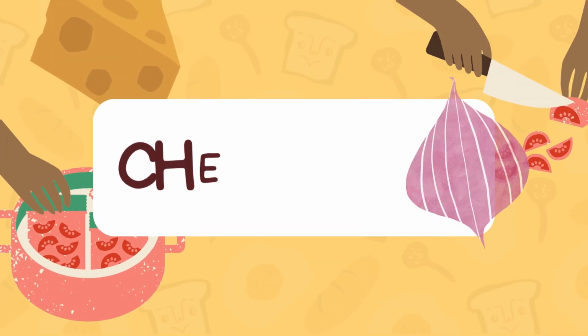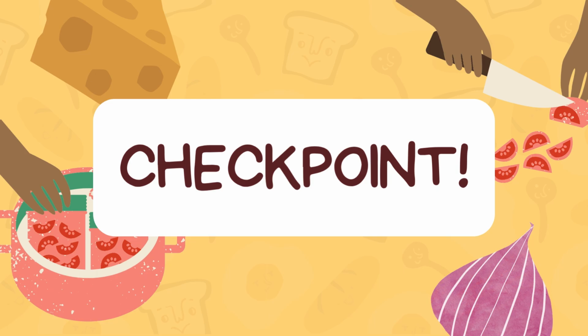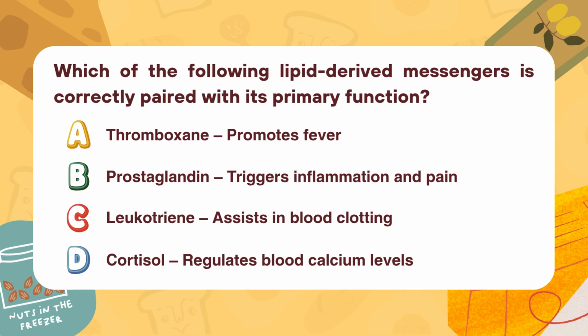Now that we're warmed up, let's test your understanding a bit more. So let's answer this question. Which of the following lipid-derived messengers is correctly paired with its function? Is it A, thromboxane promotes fever. B, prostaglandin triggers inflammation and pain. C, leukotriene assists in blood clotting. Or D, cortisol regulates blood calcium levels.